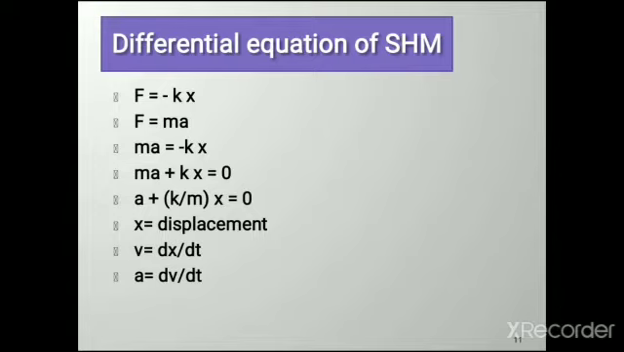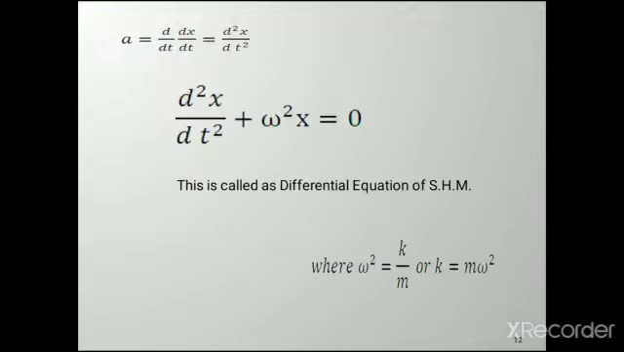Here, x is a displacement. Velocity v is defined as the rate of change of displacement. Hence, v is equal to dx by dt. And acceleration is defined as the rate of change of velocity. Hence, acceleration is equal to dv by dt, which is equal to d by dt of dx by dt. By substituting the value of v, we will get acceleration is equal to d2x by dt square.